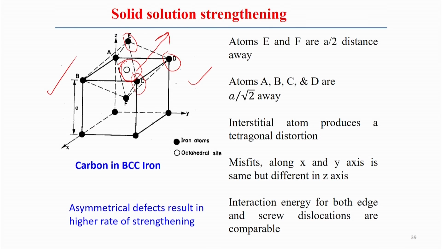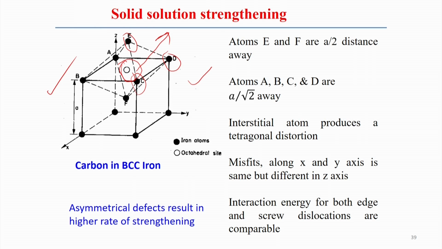This is the presence of the octahedral site, and how it influences the making of the solid solution in the case of carbon in BCC iron. Probably carbon will try to take that octahedral site position. If you see, the atoms present in E and F are at the same distance, a by 2, but the atoms present in A, B, C, D are at a by root 2 with respect to the interstitial site, in the presence of the octahedral sites here.